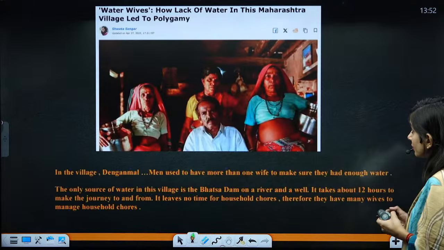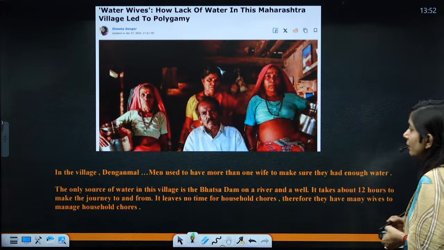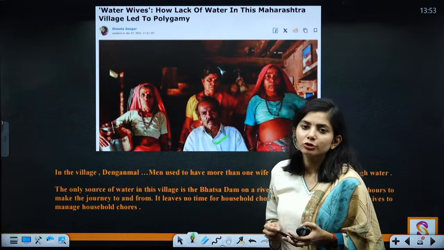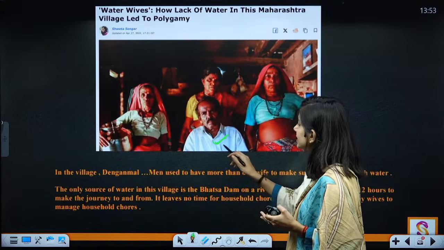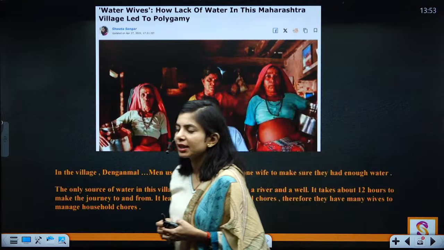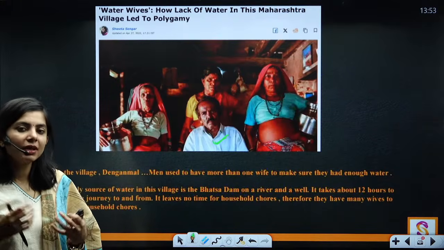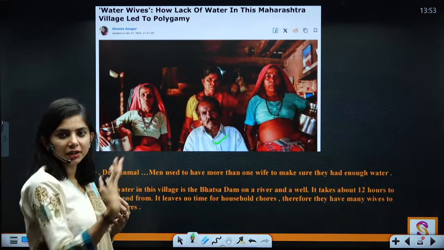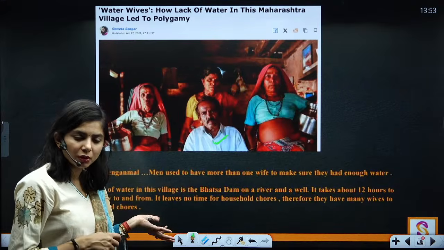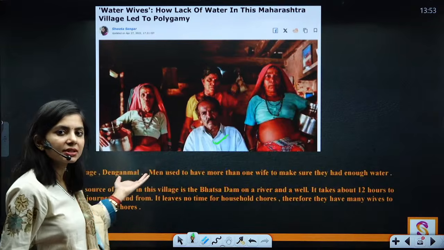Fine, okay. Next is water wives. How the lack of water in this Maharashtra village led to polygamy, where there is one male and multiple females. So this is the case of what? Polygyny. Here, this male person has more than one wife, and the reason behind that is because this village has water scarcity. One female will have only one work, to bring the water, another female will have the work of maintaining the household, and another has the work of maintaining the child. So that's how you can understand it completely. This is the reason for the polygyny.